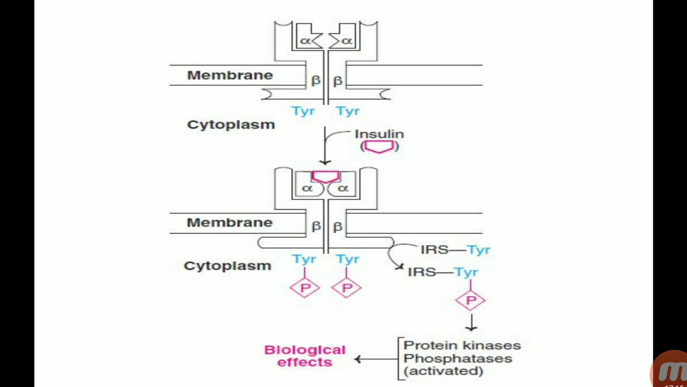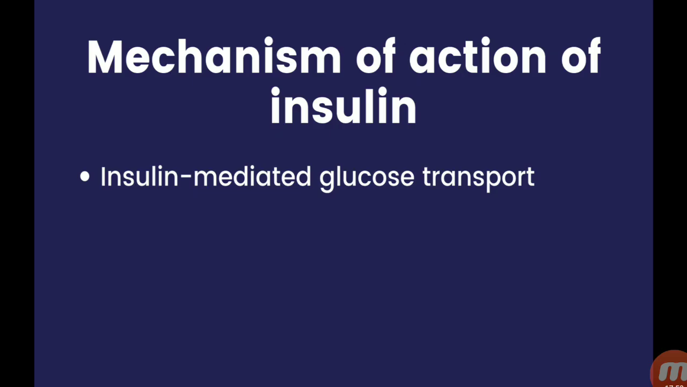After that, the tyrosine kinase phosphorylates the insulin receptor substrate. The phosphorylated IRS in turn promotes the activation of other protein kinases and phosphatases, finally leading to the biological action. As you can see in the figure, when the tyrosine kinase is phosphorylated, the IRS, the insulin receptor substrate, is also phosphorylated, and because of that the protein kinase and phosphatase are activated, leading to a biological action.